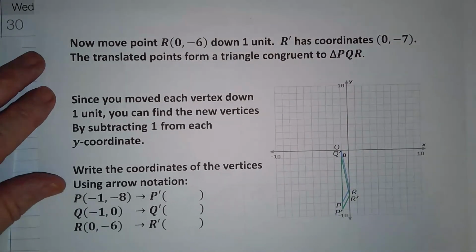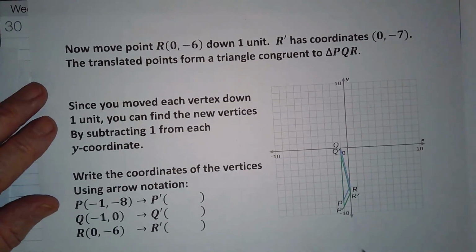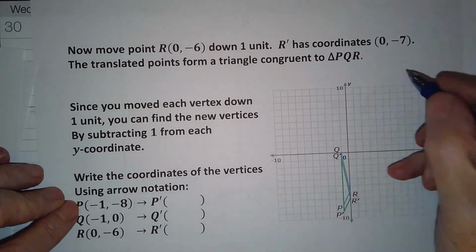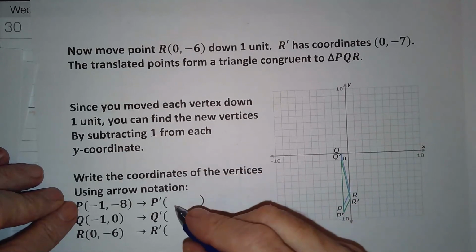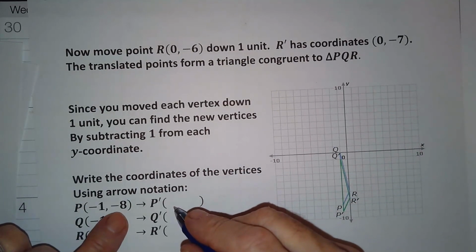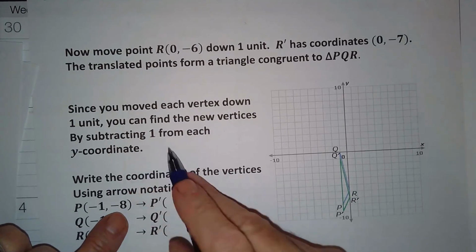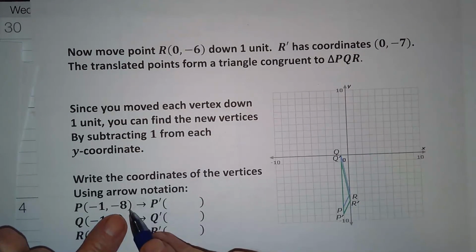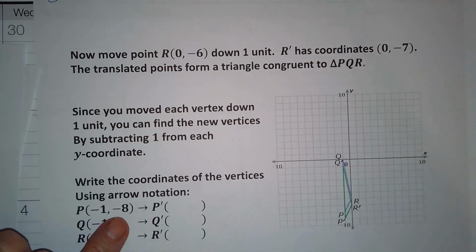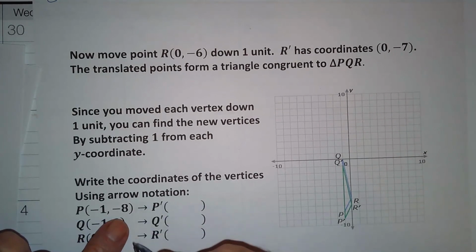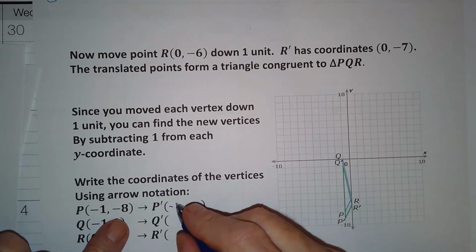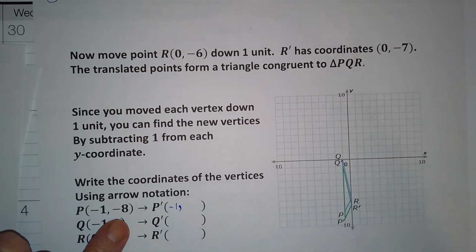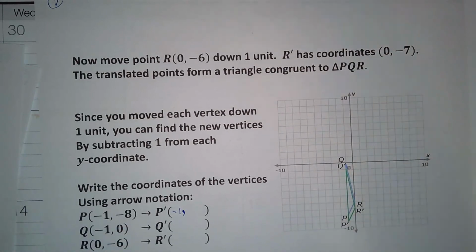All right, we said that P was negative 1, negative 8, but we are moving down 1 unit. So we're going to go from negative 8 to negative 9. Now, they tell you you're subtracting 1 from each y-coordinate. Well, that's what negative 1 is. But if you have a negative number, you might as well just be adding negative numbers. So just keep counting: negative 8 to negative 9, all right? So I've got negative 1 for my x, but what changes is the y-coordinate, which is now negative 9.